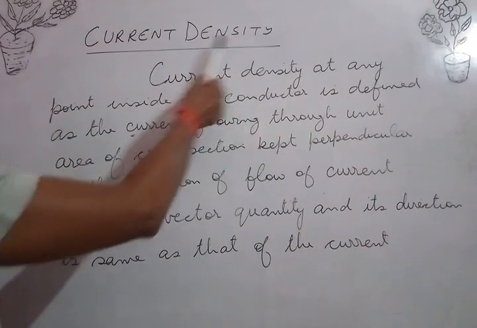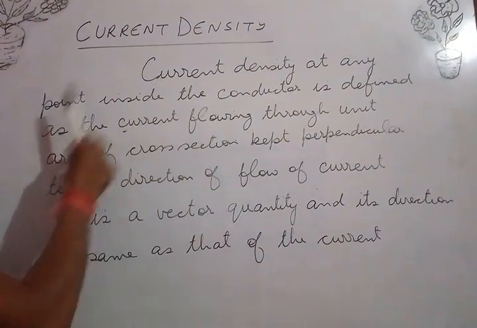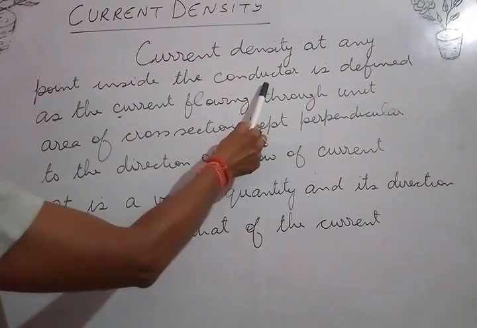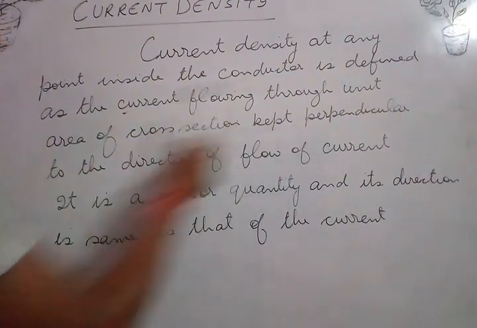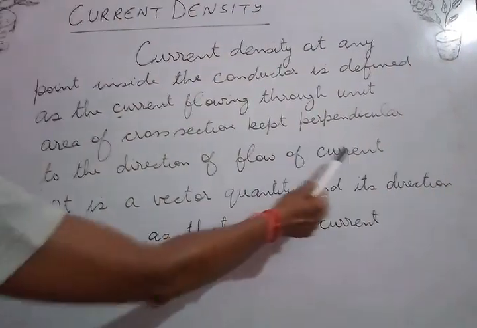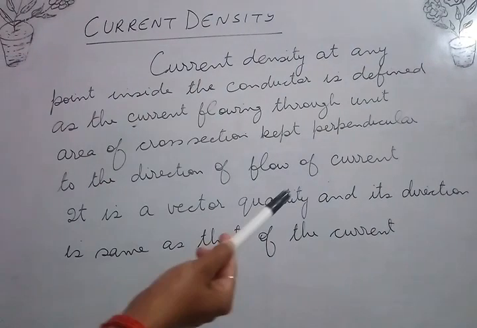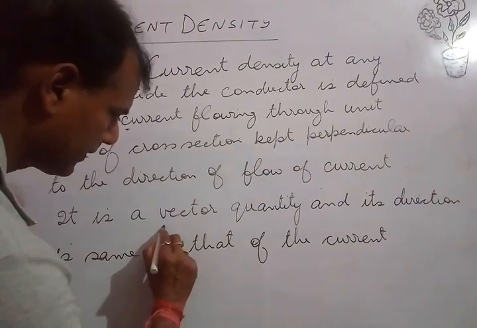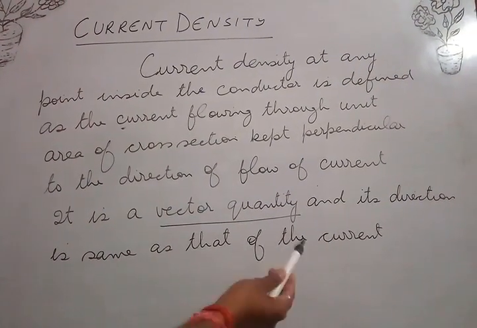Next topic is current density. Current density at any point inside the conductor is defined as the current flowing through unit area of cross section kept perpendicular to the direction of flow of current. It is defined for any point. It is a vector quantity and its direction is the same as that of current.